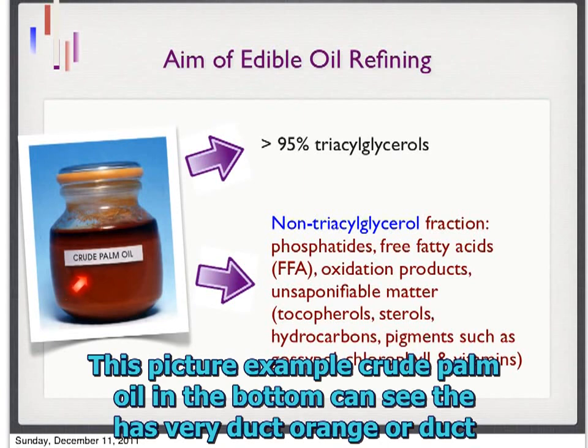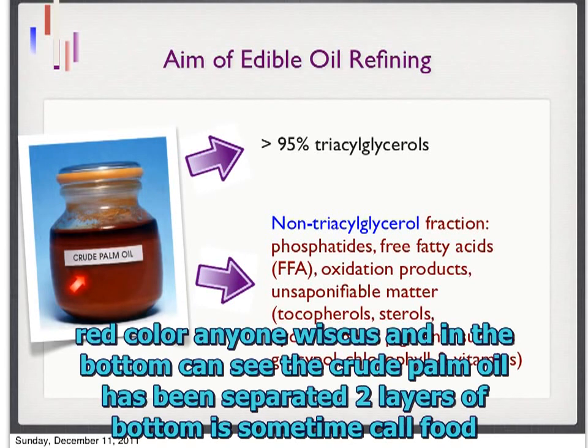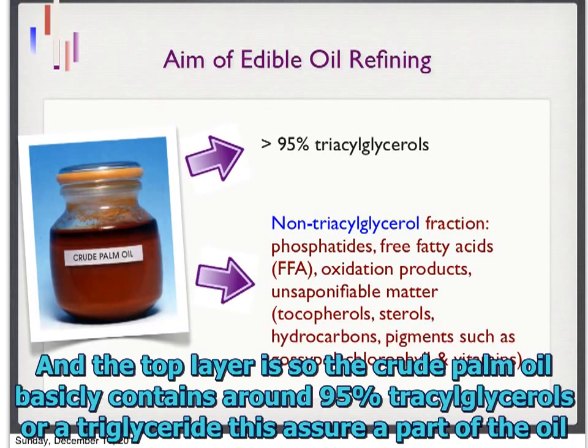So in this picture, a sample of crude palm oil in the bottle. You can see that it has a very dark orange or dark red color and is quite viscous. And in the bottle, you can see that the crude palm oil has been separated into two layers. The bottom layer is the sediment, or sometimes called a foot, and on the top layer here is the oil.